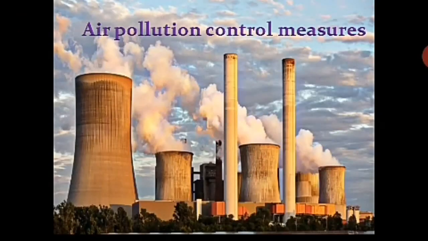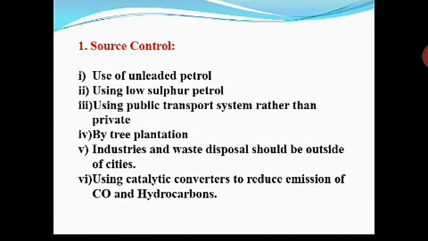Study air pollution control measures. The different air pollution control measures are as follows. First, by controlling source pollution, that is, source control measures. There are different sources that we know. One of the sources is vehicles or automobiles. So how we can minimize air pollution by using different techniques, that we try to study.